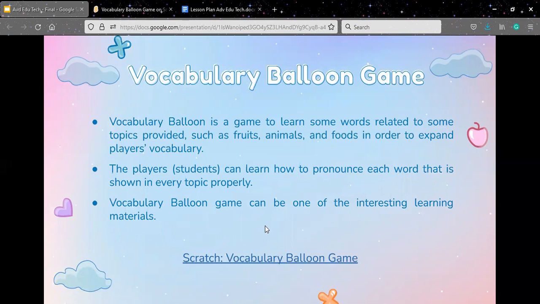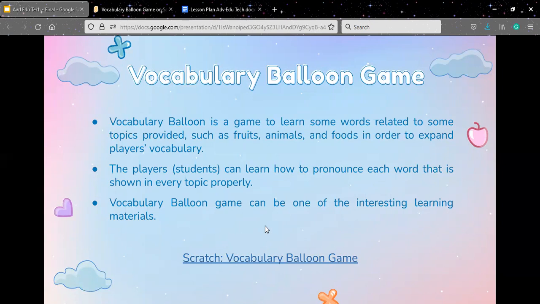Also, the player, or the student in this case, can learn how to pronounce the word that is shown in every topic properly. So the student will not only learn the vocabulary, but they also learn how to pronounce the word. And lastly, the vocabulary balloon game can be one of the interesting learning materials.